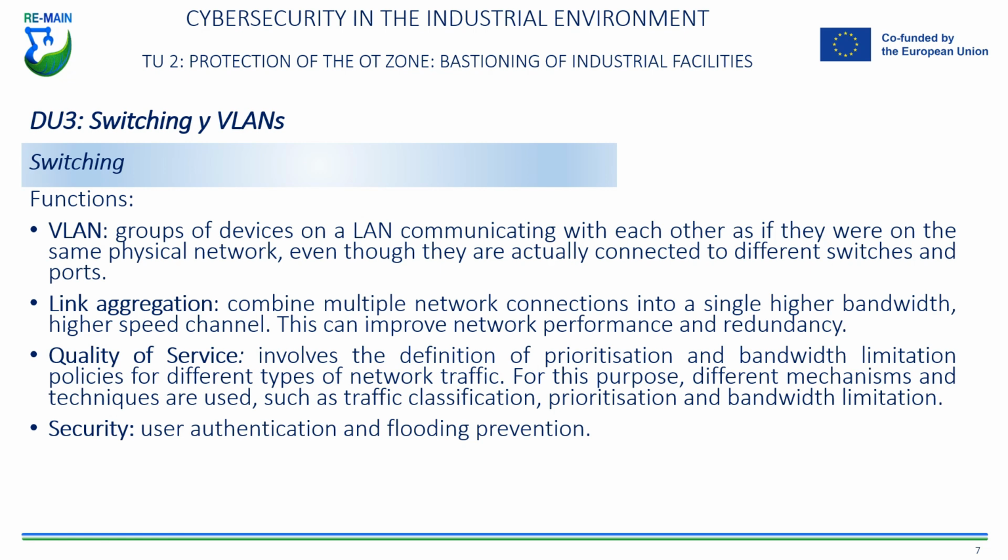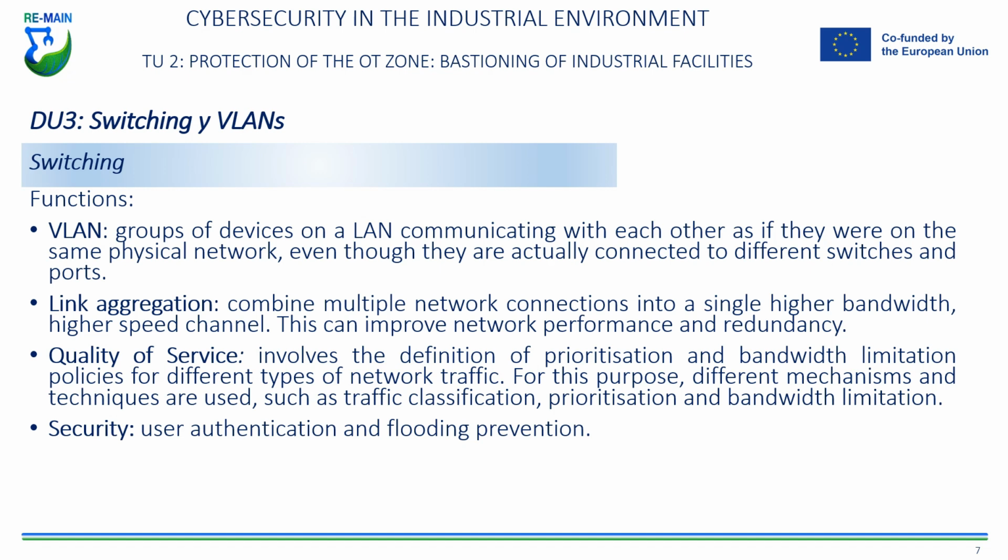and machinery. For example, in a production plant, QoS may be required to ensure that process control and monitoring data is transmitted with priority over non-critical building temperature monitoring data. Implementing QoS in an industrial network involves defining prioritization and bandwidth limiting policies for different types of traffic on the network. To do so, different mechanisms and techniques are used, such as traffic classification, priority assignment, and bandwidth limiting.